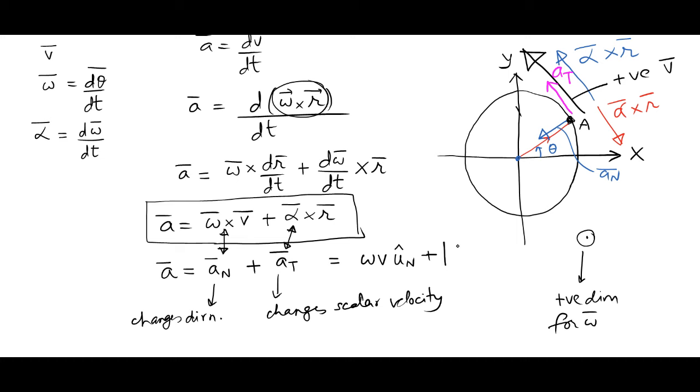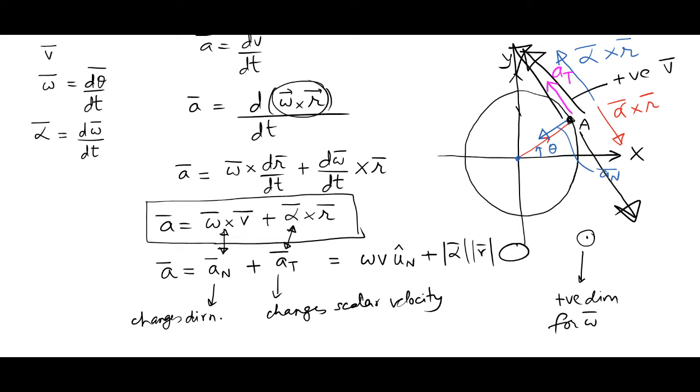So one way of doing it is mod of alpha bar into mod of r bar into sine of 90 degrees, and you have to now multiply it by a unit vector in the tangential direction. And here you run into a problem, because sometimes the tangential acceleration is in the forward direction, that's when the particle is speeding up, and sometimes it's in the backward direction, that's when the particle is slowing down. And so you have an ambiguity in the formula over here.